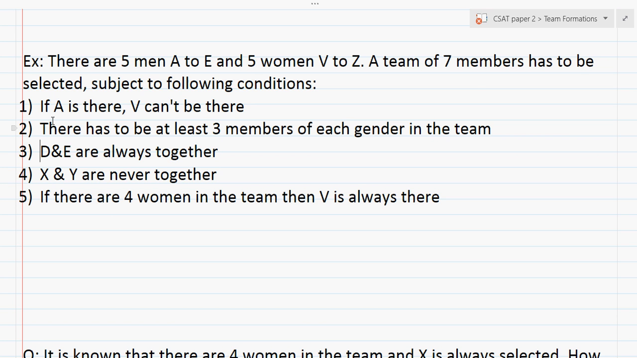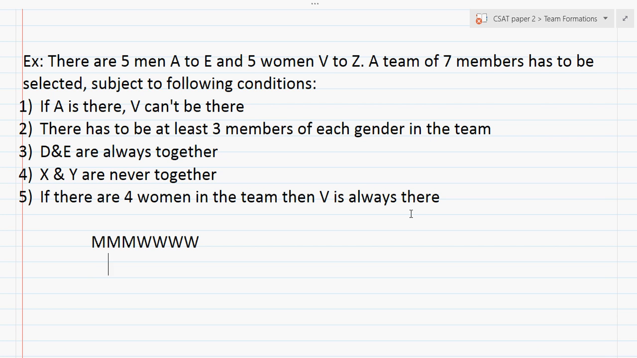So this is important, so we are looking for important statements. Every statement is important, but a few statements would help us solve the questions really fast. So this statement says that there are at least 3 members of each gender. So it could be MMM, WWWW, or it could be the other way, WWWW and MMM. There is no other way to form the team, right? Then it says D and E are always together. So if D and E are there, they are always together. X and Y are never together, right?